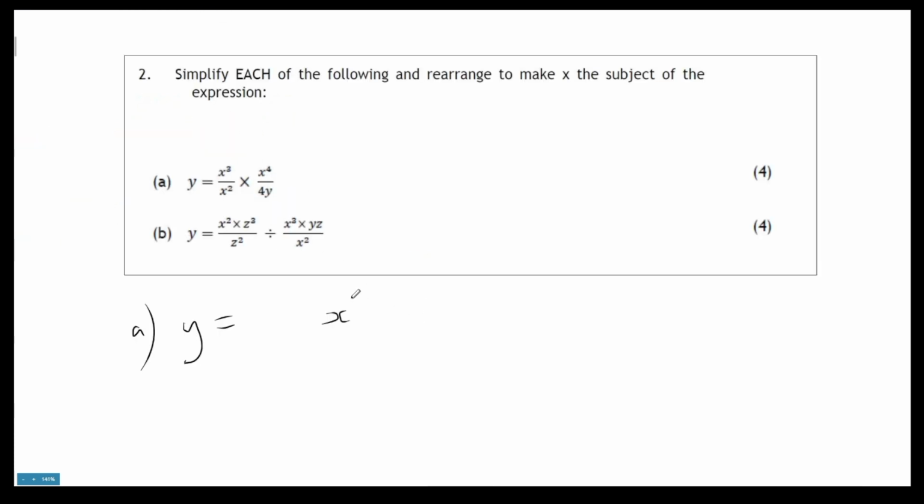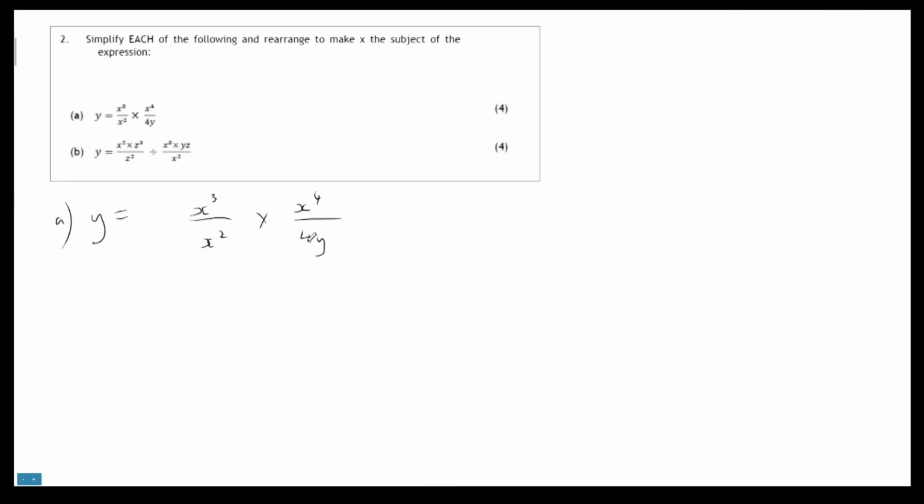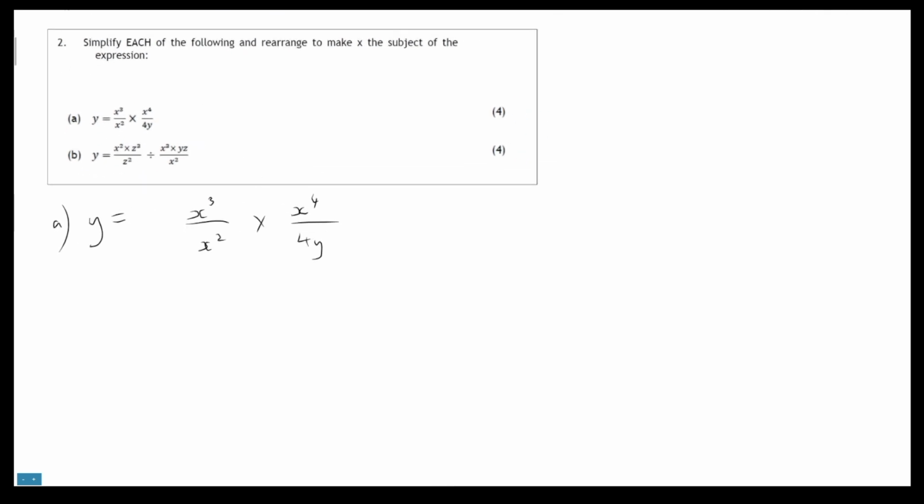Let me just write the question down. It's not very clear. It's x cubed over x squared multiplied by x to the 4 over 4y. Okay, that's cool. Now we've got that written down nice and clear. Let's see what we can do with it. Well, we could multiply this stuff straight away, or we could simplify it.